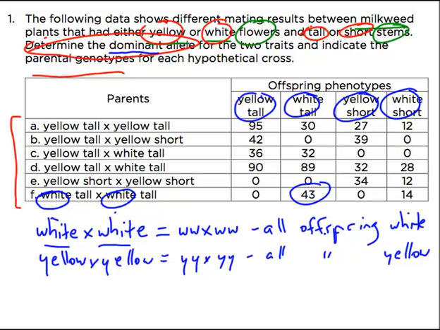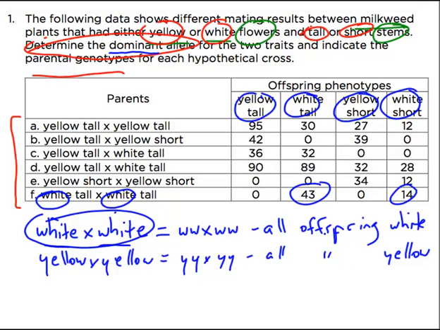You get white and tall, which we don't care about tall, and white and short. So basically all of them are white. That seems to imply that it's the white that is in fact recessive. It doesn't prove it. But here's what we want to do now: find a yellow times a yellow, right?